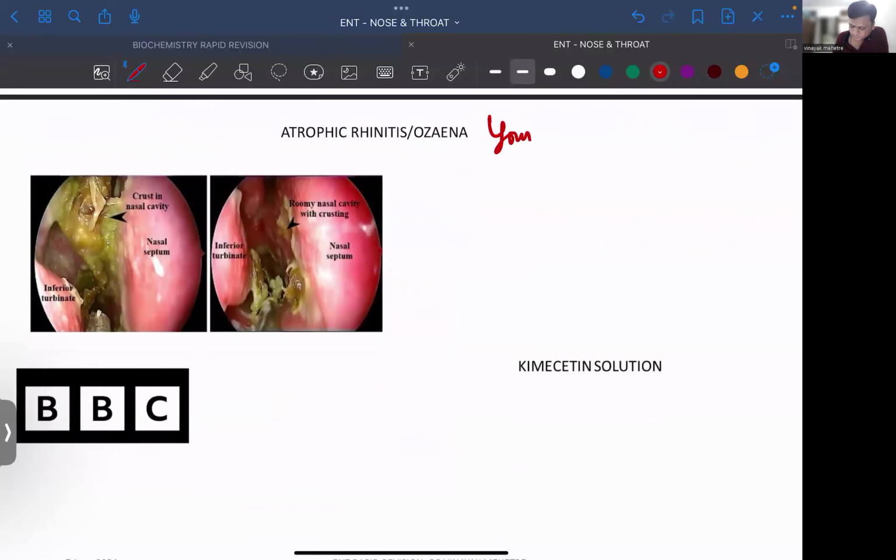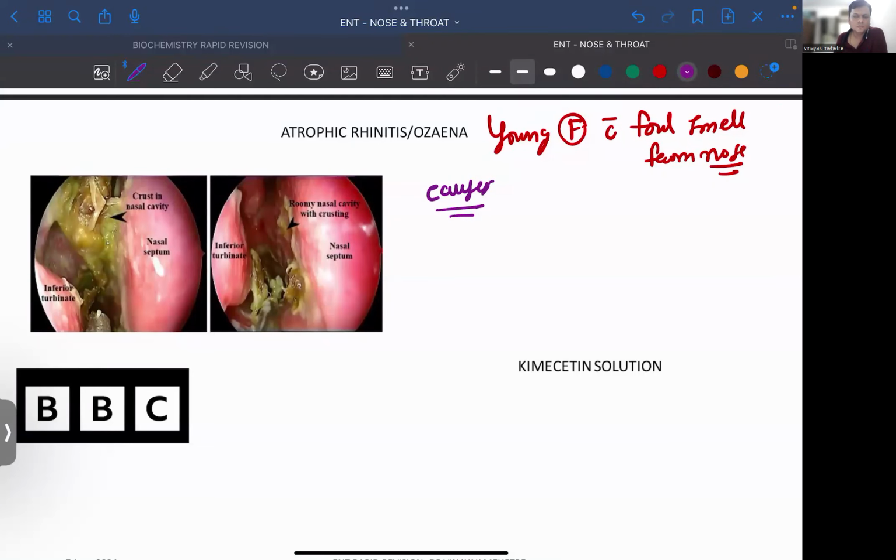Young female with foul smell from nose. Emotional female, vasomotor rhinosinusitis. Young female with bad smell from the nose. Atrophic rhinitis or atrophic ozaena. Caused by whom? Causes. Klebsiella ozaenae, right?